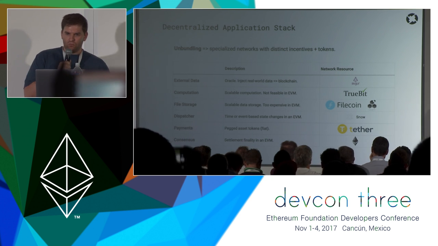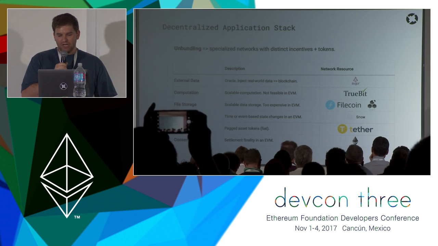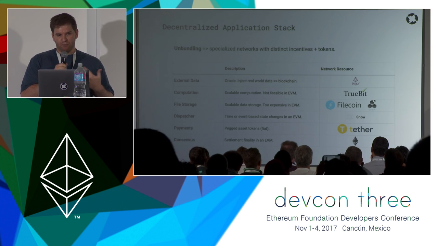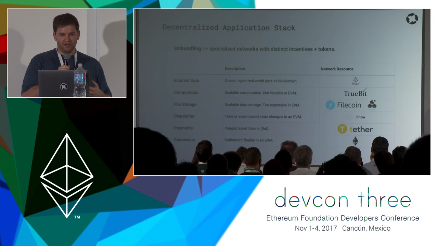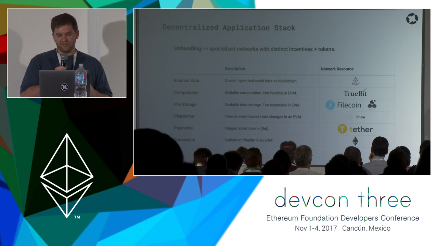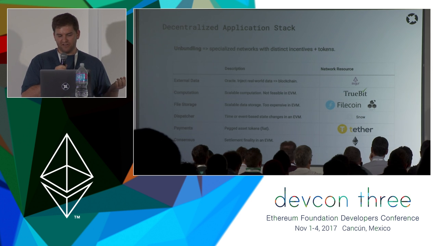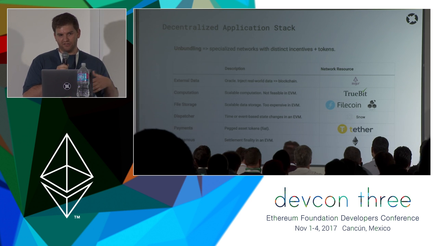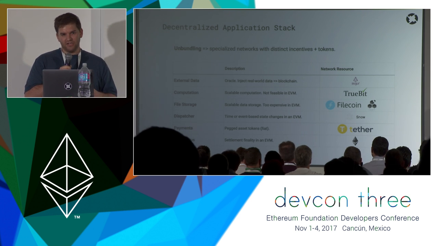So when we think about decentralized applications, we used to think of them as sort of these vertically integrated monoliths that might have been built on the Bitcoin blockchain or the Ethereum blockchain. But I think what we're starting to see is an unbundling where there's many layers in the decentralized application stack, and they're all specialized networks with distinct incentives and tokens. So you might imagine that a decentralized application requires a consensus layer. It might require some file storage and some computation, and it might require some oracle to inject external data into that dApp.